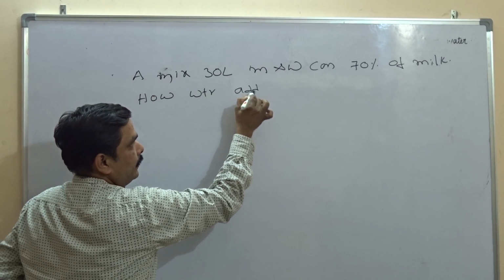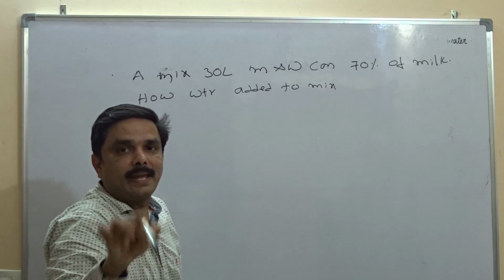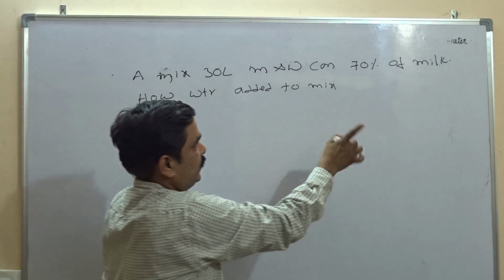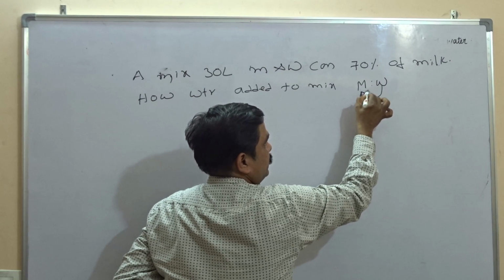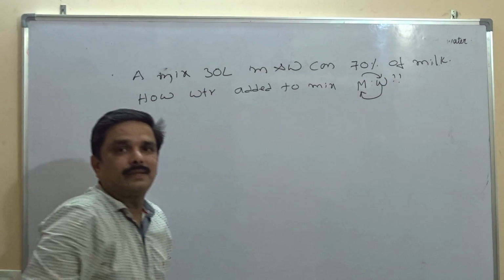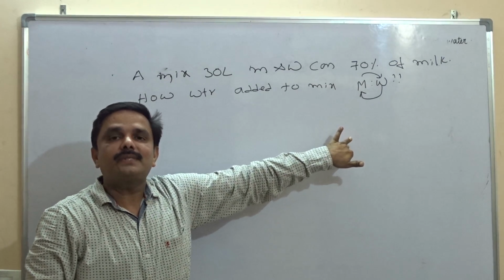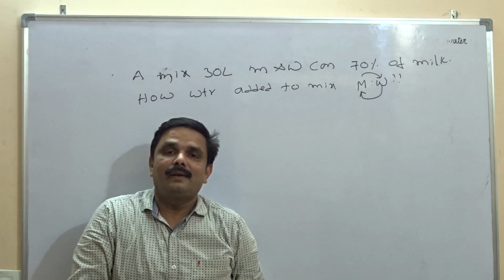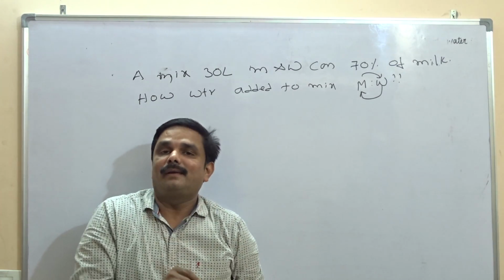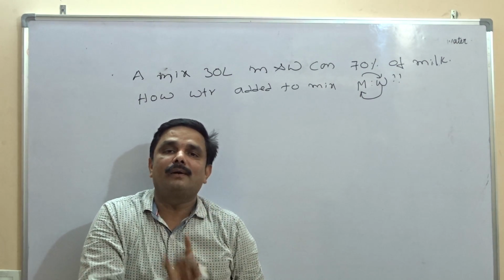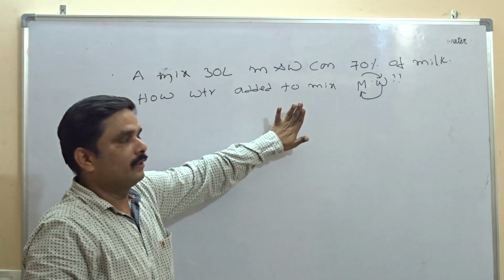Now how much water should be added to the mixture to make milk and water proportion reversed? Milk to water proportion reversed. This is the question. Alright, so now how to go for this type of questions? First let us go with a simple method, using our own unitary method here. Then after that I am going to give you a simple formula to solve this type of questions in one step only. Now what is the unitary method for this one?